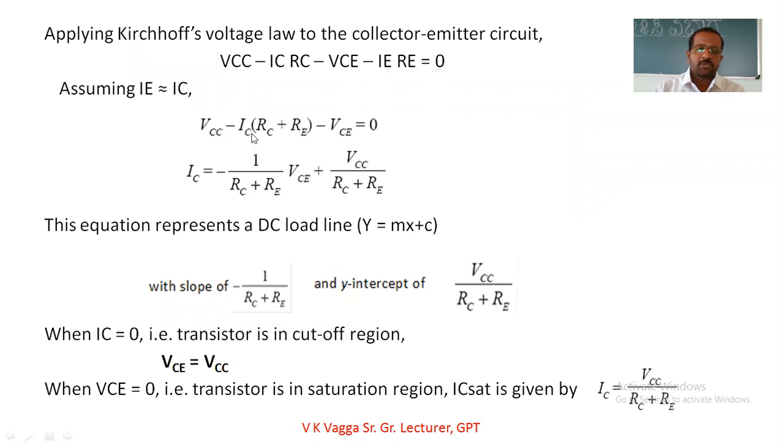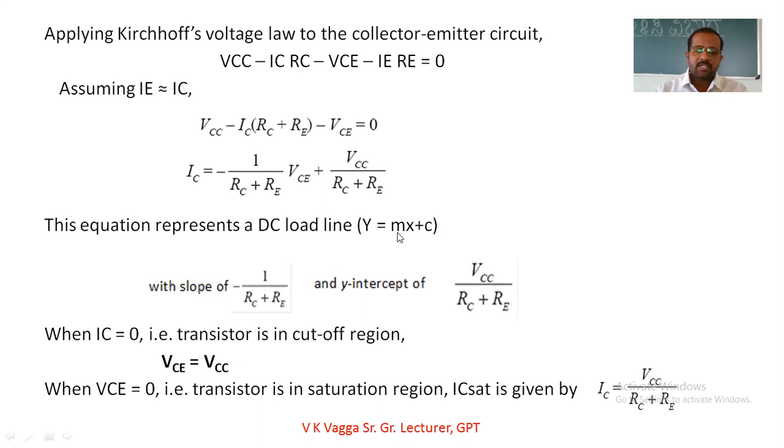After simplification of this for IC, I get IC is equal to minus 1 divided by RC plus RE into VCE, plus VCC divided by RC plus RE. I take this component to the right hand side, and this component to the denominator side, so that I get the equation in this way. And I can compare this equation with the equation of a line as per mathematics, y is equal to mx plus c.